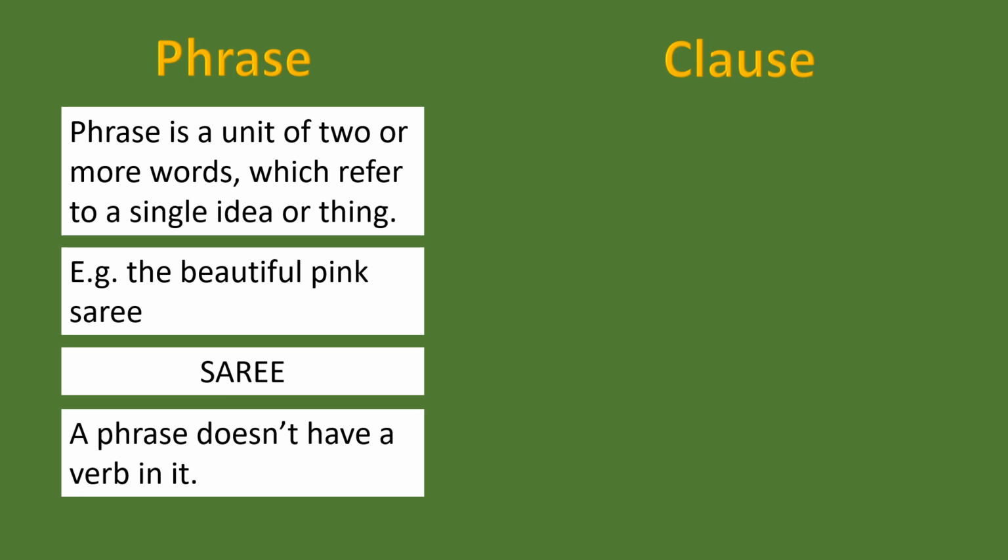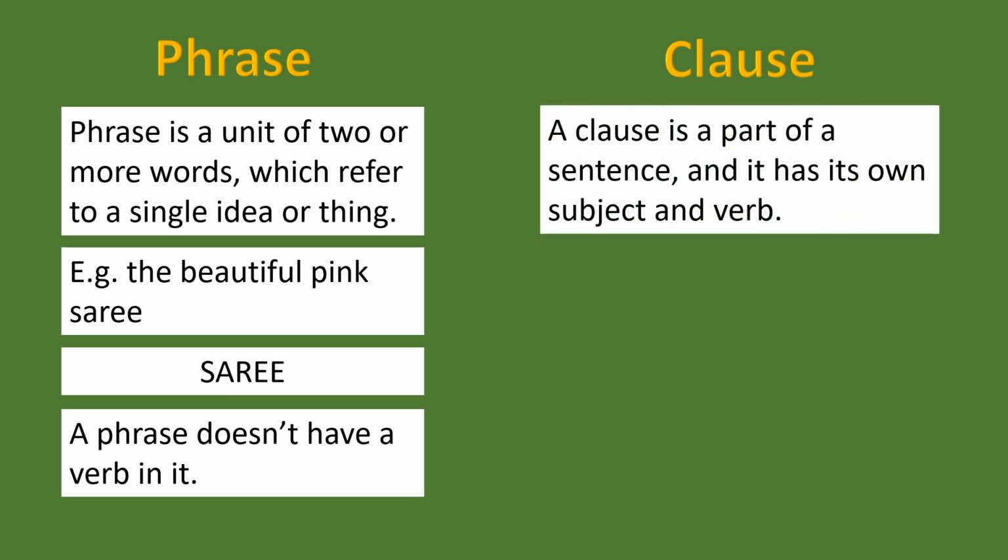Then what about a clause? A clause is a part of a sentence and it has its own subject and verb. So a clause is a small unit or a part of a big sentence. And in that clause, there should be a subject and a verb.